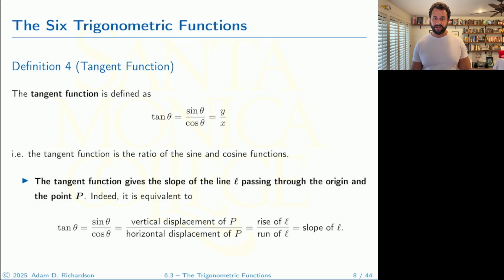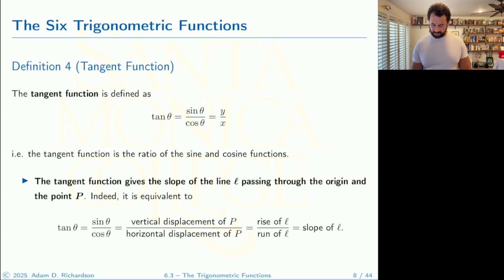That's the slope formula. So the tangent function is actually giving you the slope of the line that passes through the origin and the point P. And literally, that's what it is. It is the slope of that line. It's sine of theta over cosine theta, which is, again, the rise of L and the run of L, and that's the slope of L.